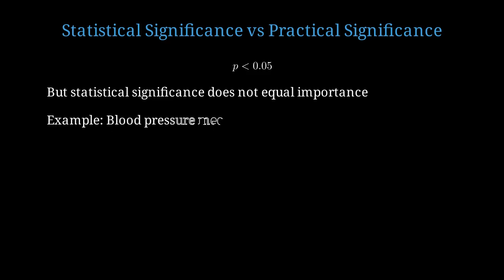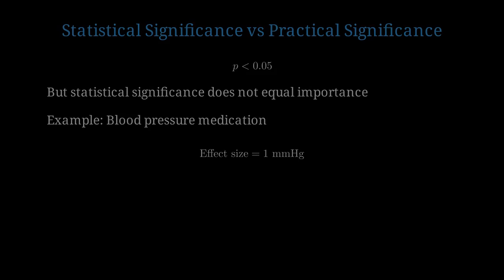For example, imagine a blood pressure medication that lowers pressure by 1 millimeter of mercury compared to a placebo control. With 10,000 subjects, this might be statistically significant. But an effect size of 1 millimeter of mercury is clinically meaningless. It won't improve patient outcomes despite being statistically significant.